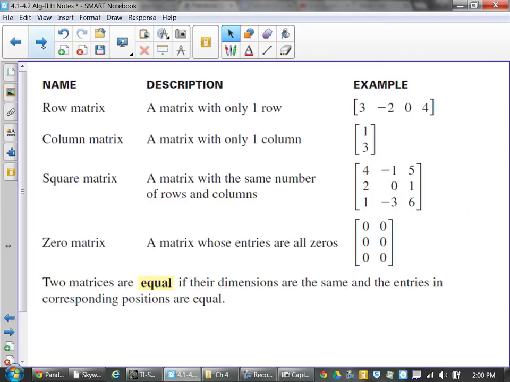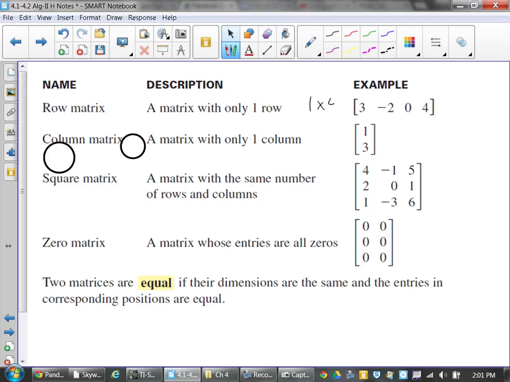Okay. So anyway, don't write any of this down. I just want to show you what some of these things are called. A row matrix is a matrix made up of 1 row. Remember, we label them as rows and columns. This would be a 1 by 4 matrix. A column matrix is a matrix with 1 column. This one would be called a 2 by 1. It's got 2 rows and 1 column. And it's weird because it's just 2 numbers, even though they're going left and right.